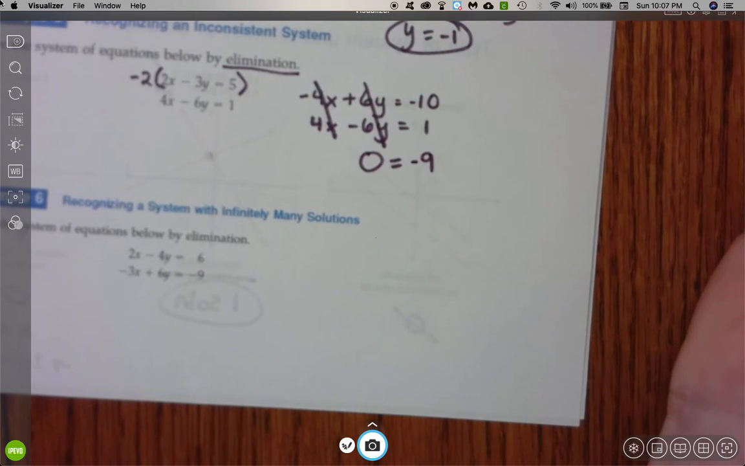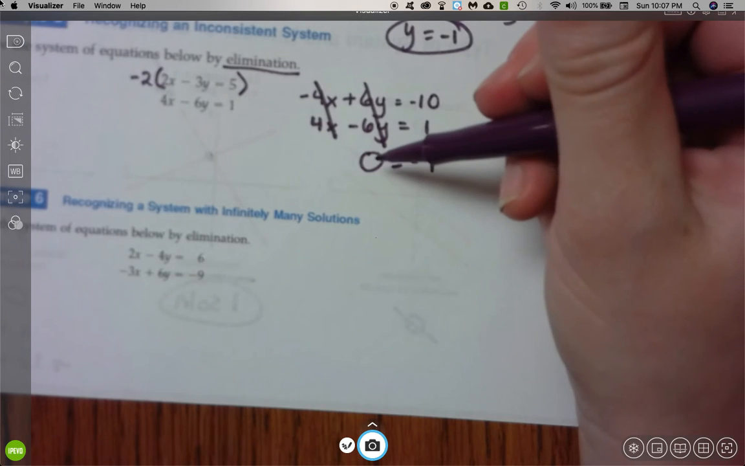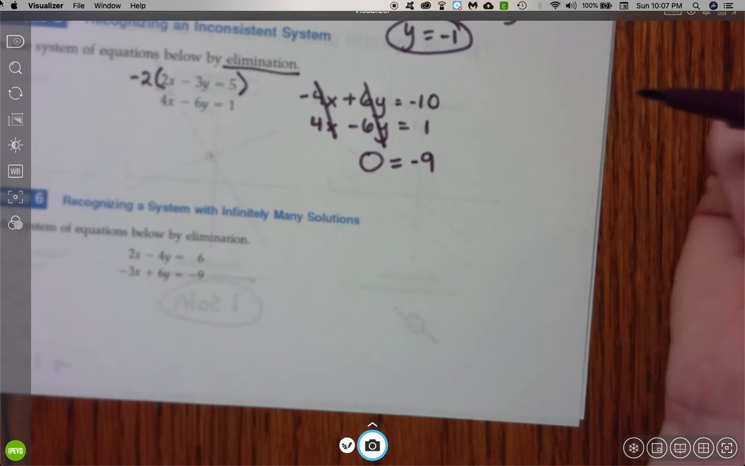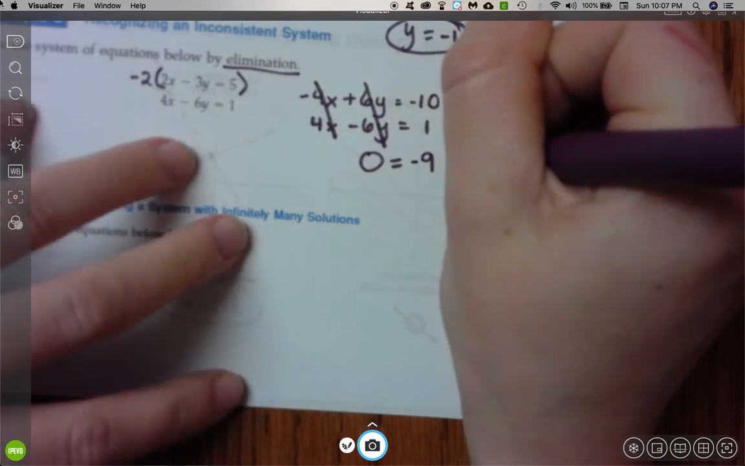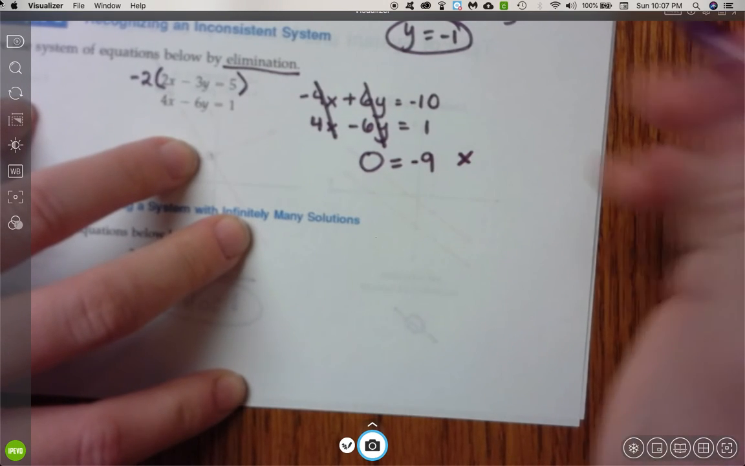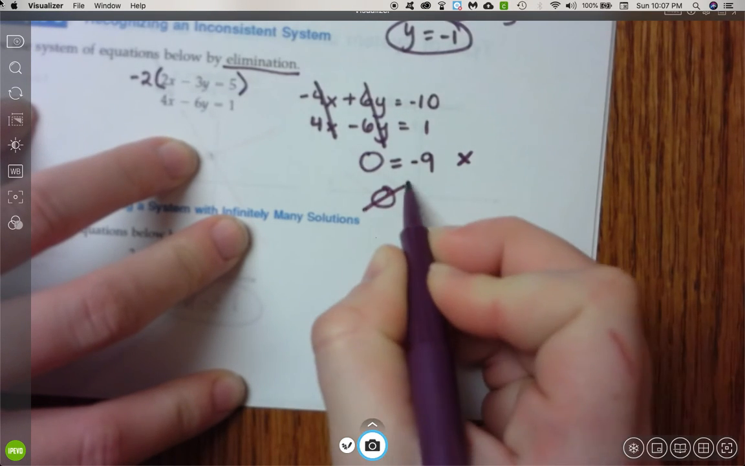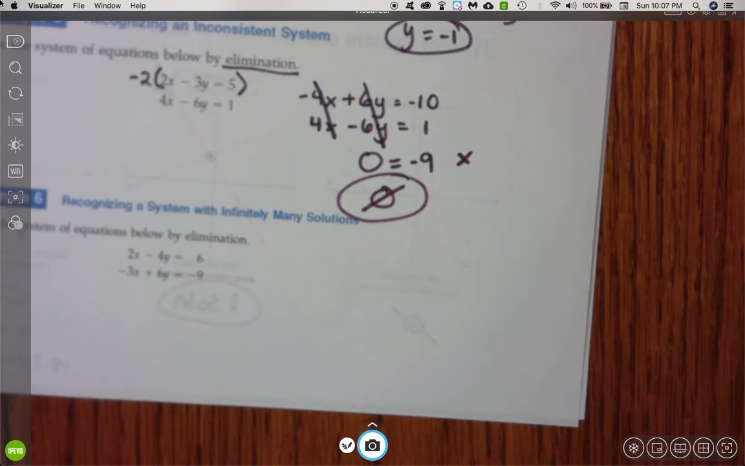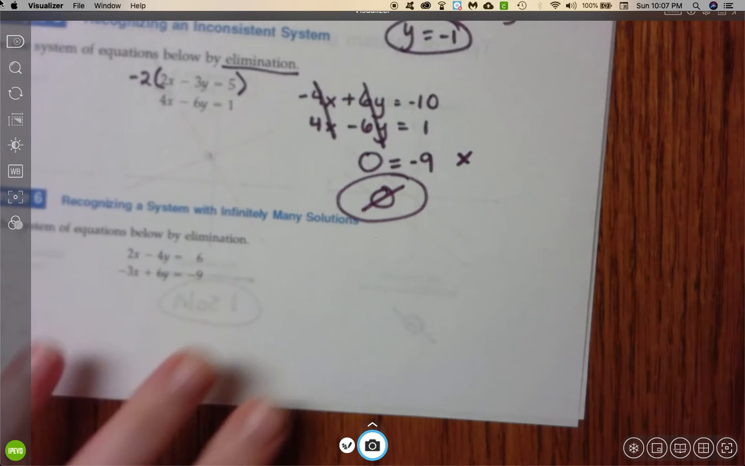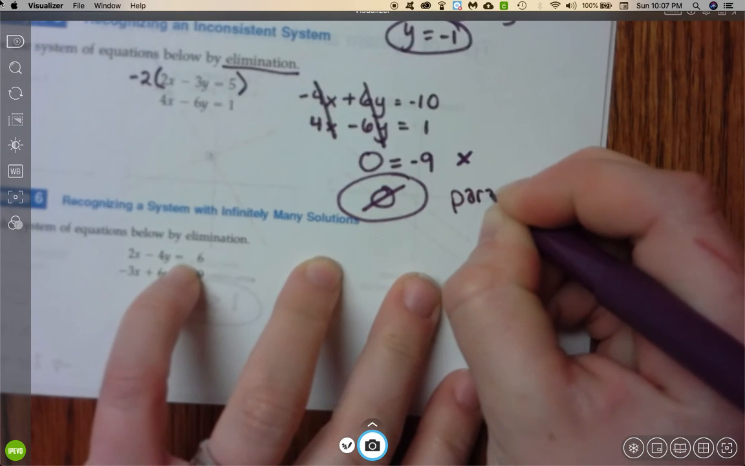So this is a weird solution that I get, because we look at 0 equals -9 and we say, when does 0 equal -9? Well, 0 is never equal to -9. That doesn't happen. So this is going to be a scenario where I have no solutions because 0 is never equal to -9. These two guys are going to be parallel to each other. So I'm going to put parallel lines.